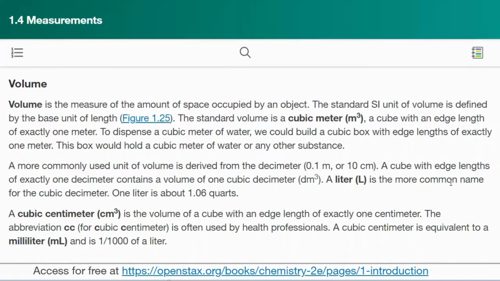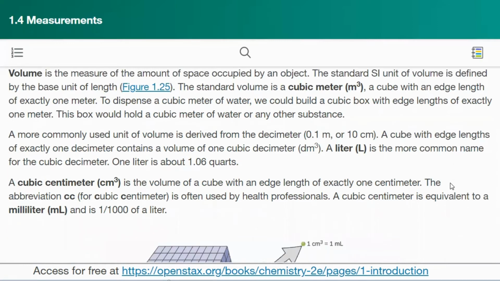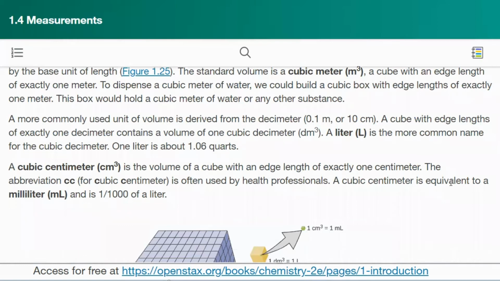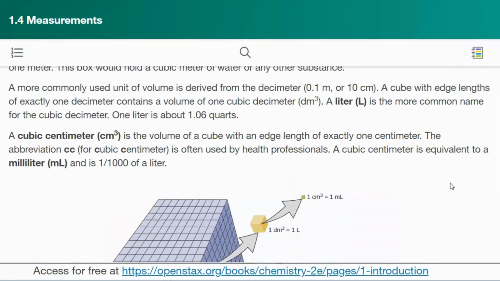A more commonly used unit of volume is derived from the decimeter, or 0.1 meters or 10 centimeters. A cube with edge lengths of exactly 1 decimeter contains a volume of 1 cubic decimeter. A liter is the more common name for the cubic decimeter. A liter is about 1.06 quarts. I didn't know that. A cubic centimeter is the volume of a cube with an edge length of exactly 1 centimeter. The abbreviation cc for cubic centimeter is often used by health professionals. A cubic centimeter is equivalent to a milliliter and is 1/1000th of a liter.